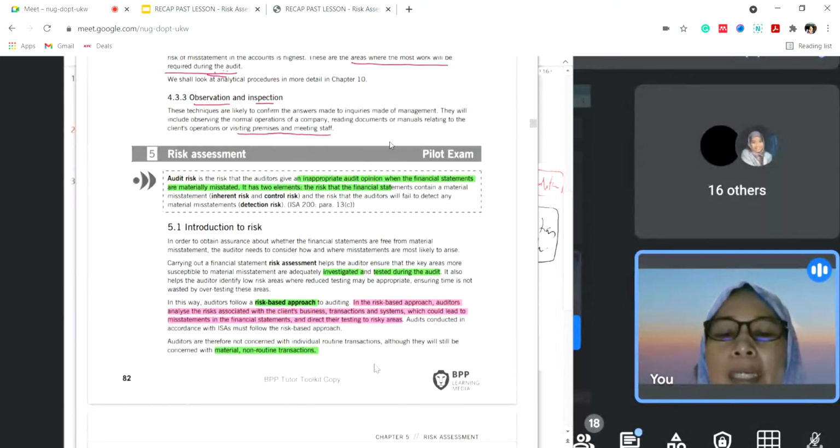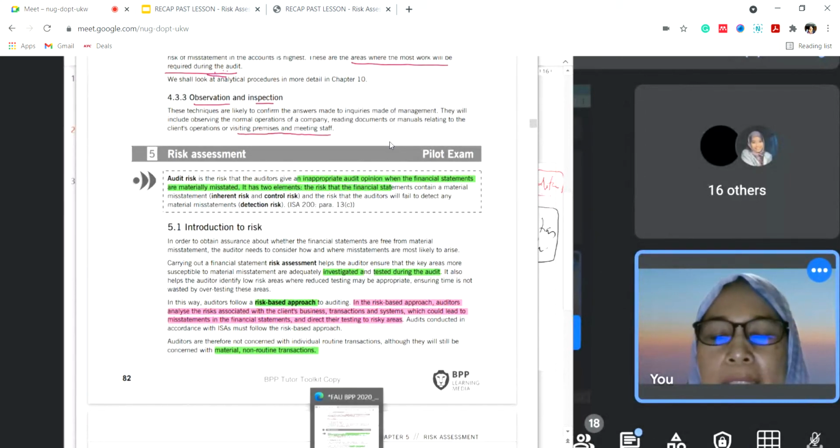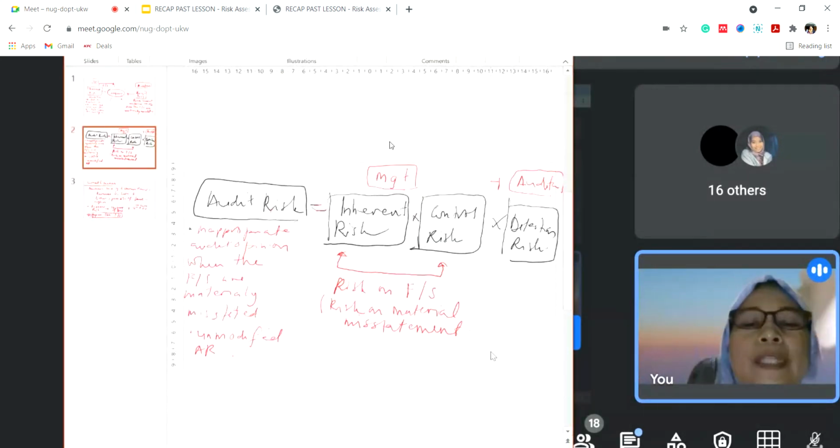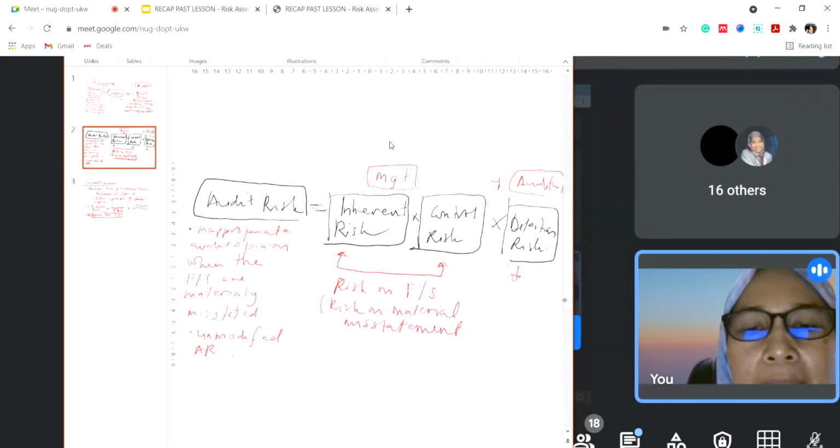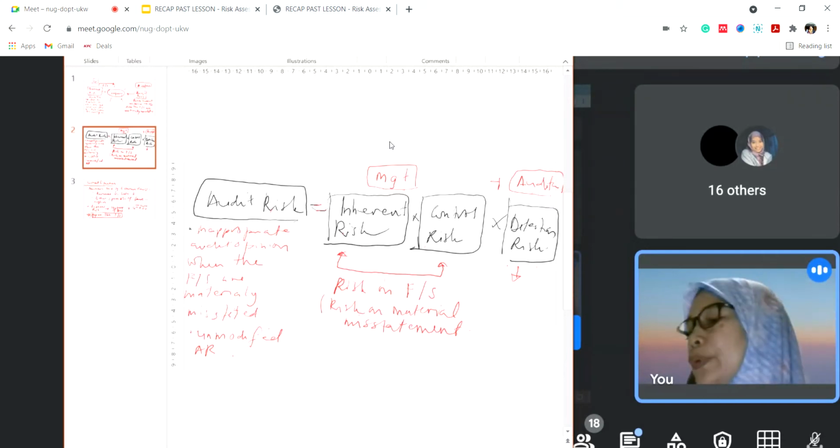So who conducts the test? Auditor, right? So the auditor will conduct the test. So detection risk is when the auditor fails to detect the material misstatement in the financial statement. So that is considered as detection risk. Okay, so who contributes the detection risk? The auditor. Who controls the detection risk? The auditor. Okay, who controls the inherent risk and control risk? The management.